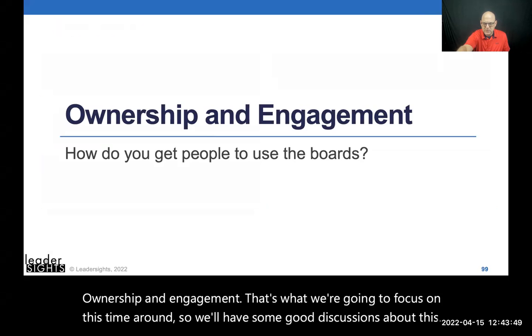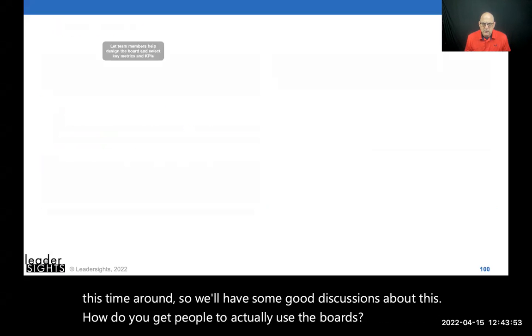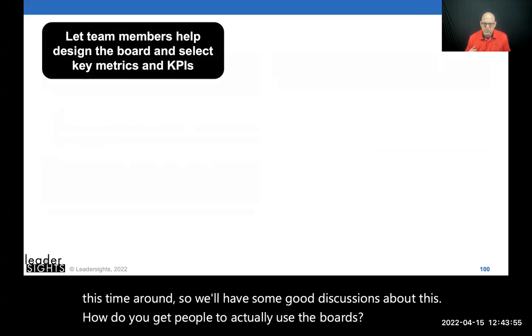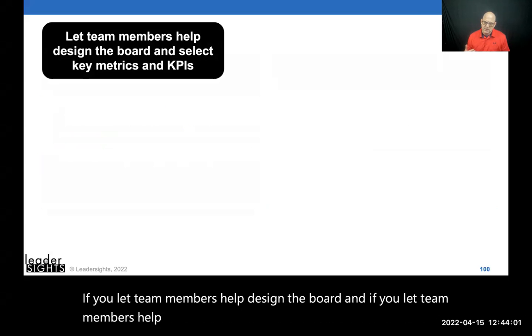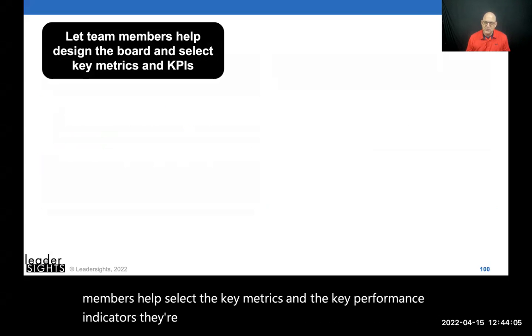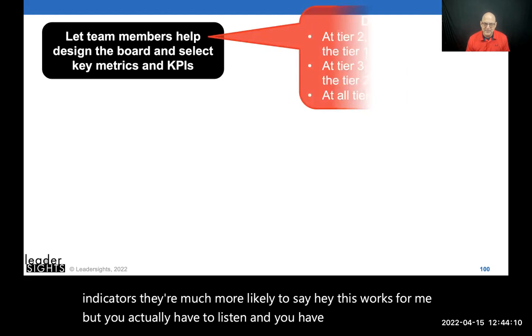How do you get people to actually use the boards? First, if you let team members help design the board, and if you let team members help select the key metrics and the key performance indicators, they're much more likely to say, hey, this works for me. But you actually have to listen and you have to let them actually do this.